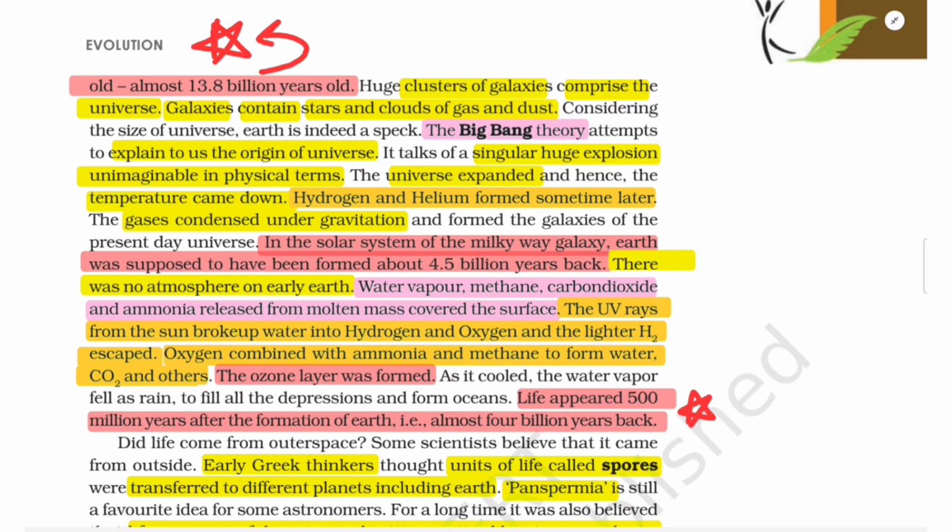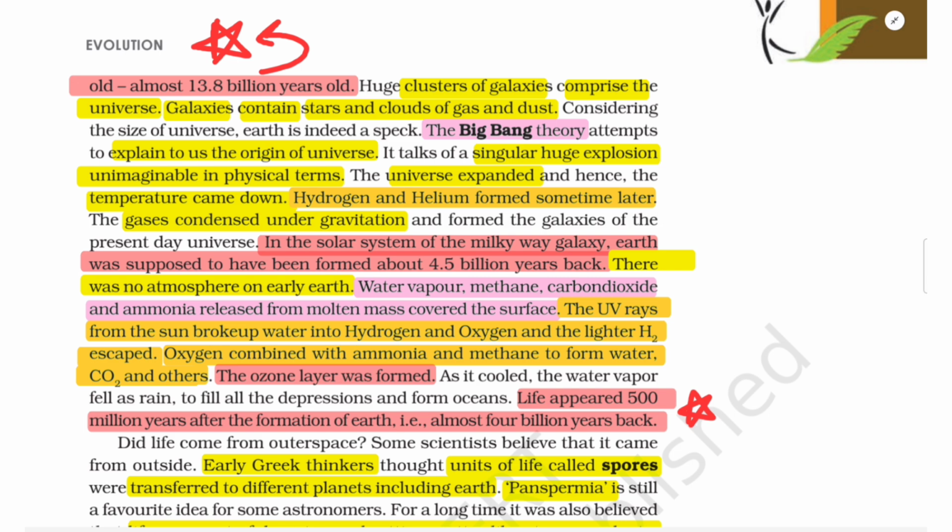The Big Bang theory attempts to explain to us the origin of universe. It talks of a singular huge explosion unimaginable in physical terms. The universe expanded and hence the temperature came down. Hydrogen and helium formed some time later. The gases condensed under gravitation and formed the galaxies of the present day universe.